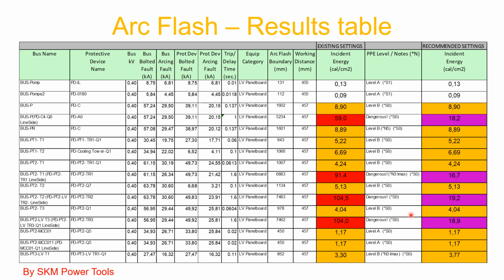Arc flash results table, so that's generally how it looks, but you may see some additions because this is from SKM. Not a complete table, of course, but you can see here the results for the existing situation, existing settings, and then after improvements. And this is from a real project.